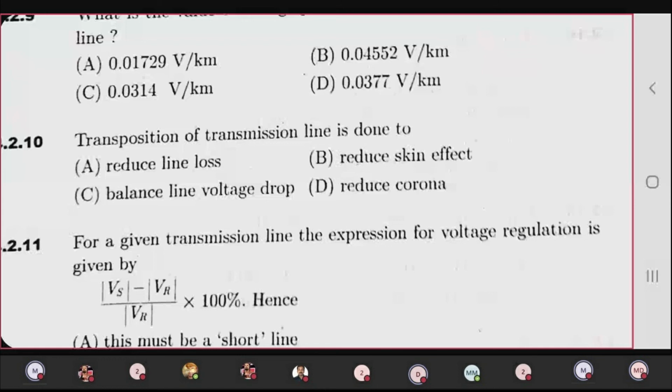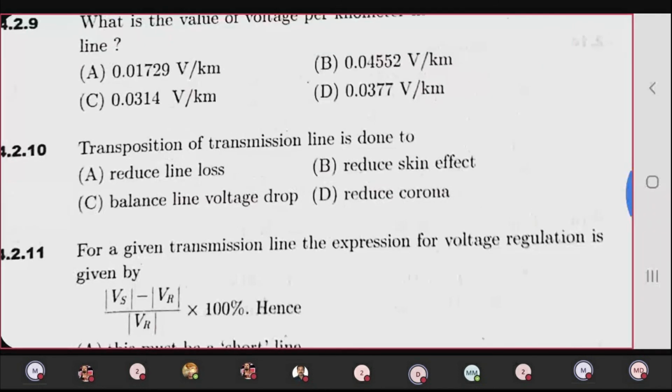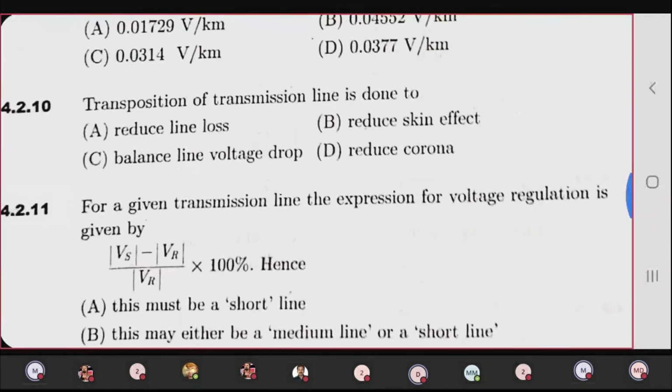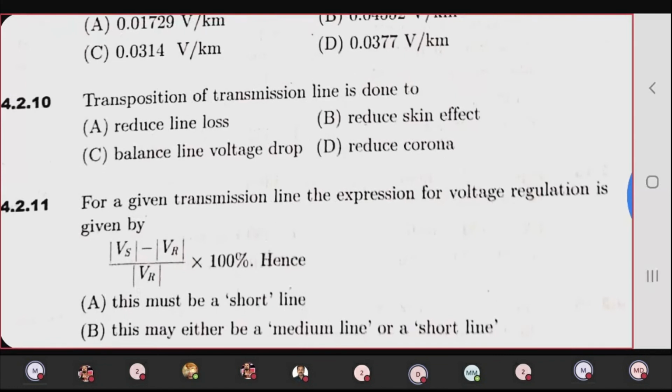If you have any queries, you may interrupt in the middle and ask. If not, just listen.